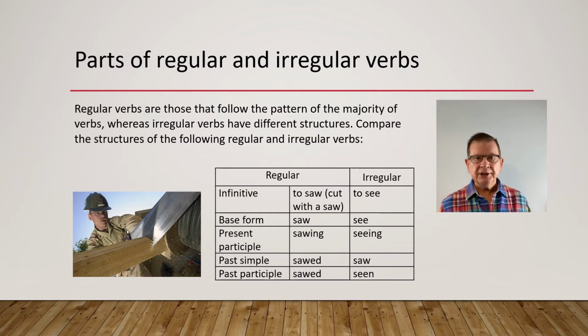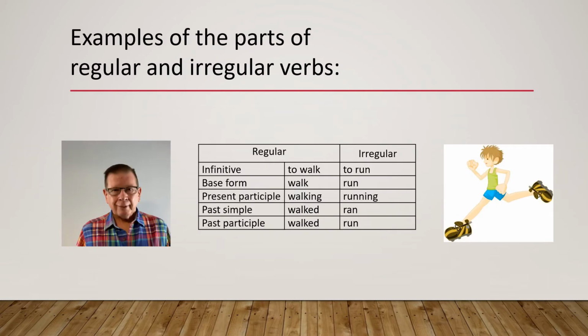The past participle of to saw is sawed, the same form as the past simple. The past participle of to see is seen. Let's look at a couple of additional verbs to compare the difference between regular and irregular verbs.